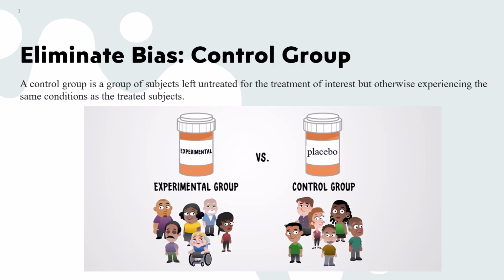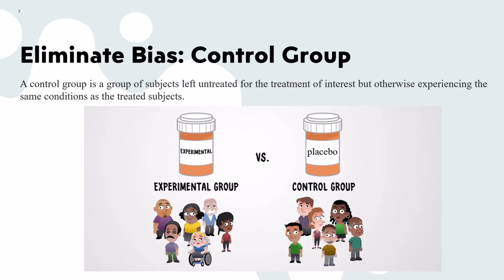Let's say scientists are testing a new medication for reducing blood pressure. The treatment group gets the real drug, while the control group gets a placebo, a pill that looks and tastes exactly like the real drug but has no active ingredient. Both groups are treated the same way otherwise. They come to the clinic, talk to doctors, take pills at the same time, and follow the same routines.